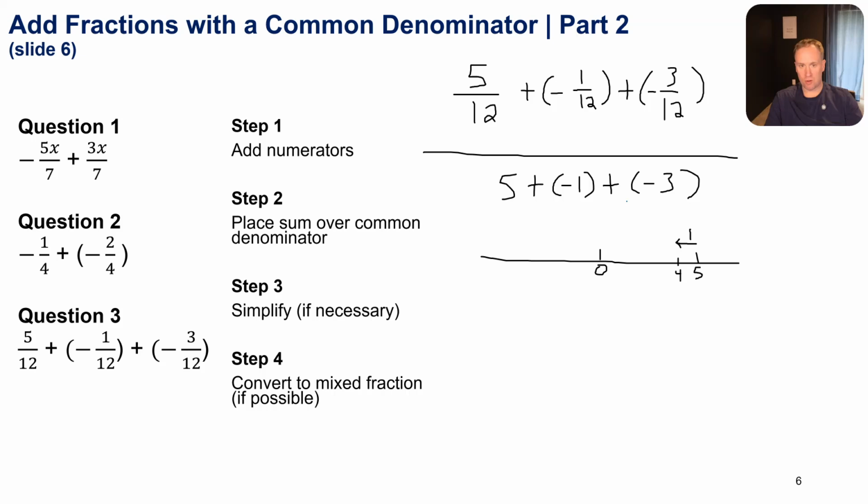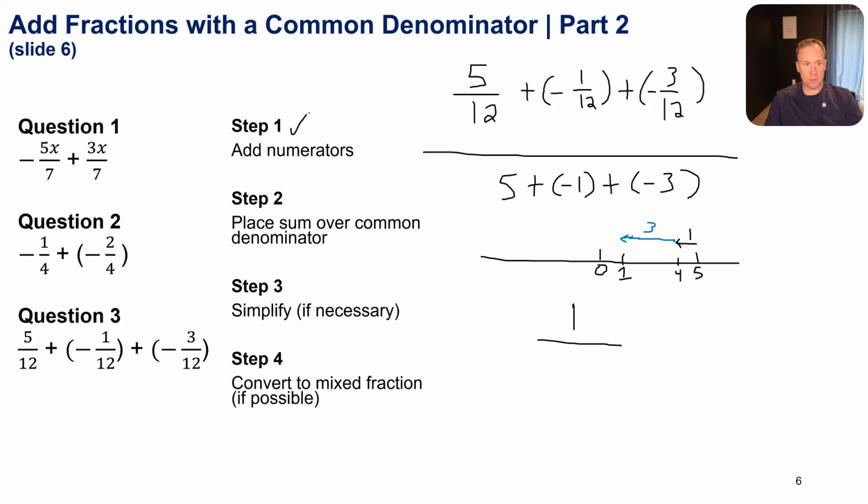I then am doing the same thing when I'm adding -3. So again, I'm charging my credit card another $3. So I go back 3 more units, adding a negative. And where I end up at that point is at a +1 here. Okay? So 5 plus -1 plus -3 is really 5 minus 4 in a sense. There's 4 total units that you're taking away. So our answer for the numerator then is +1 as well.